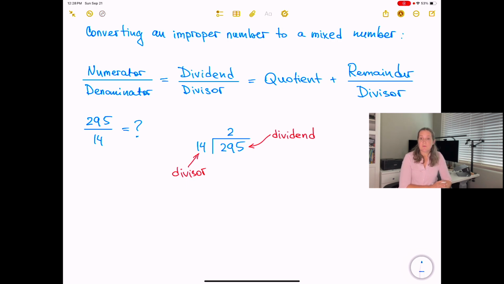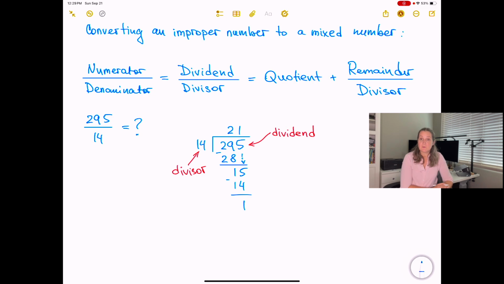Clearly 14 would fit twice in the 29. Let's subtract 28 from 29. We will get 1. Carrying over 5 takes us to the second iteration of the long division. And now we ask the same question: how many times will 14 fit into 15? Since it fits only once, we now know the answer to our question. We can see that 14 fits 21 times into 295, leaving 1 as a remainder.